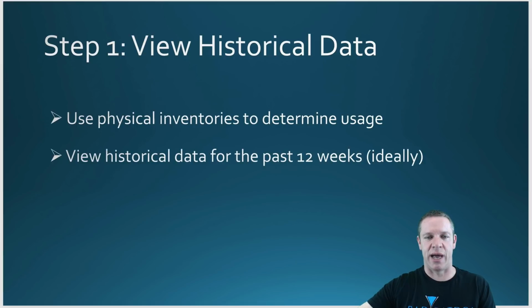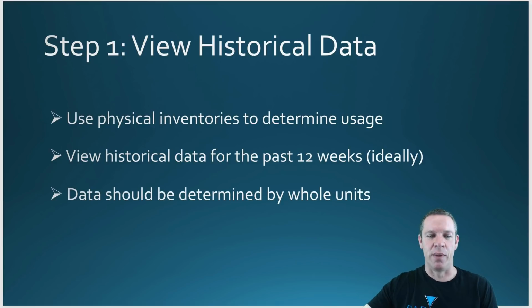So we're gonna use those physical counts. And then we're gonna view historical data, ideally for the past 12 weeks. It doesn't have to be 12 weeks. It's just good to get a nice long range so you can see on average what you sell per week. You can do a couple weeks. 4 weeks is great if you wanna do that. I'm gonna use 12 weeks in this example. And then the data should be determined by whole units, meaning we're gonna round up when it comes down to it.